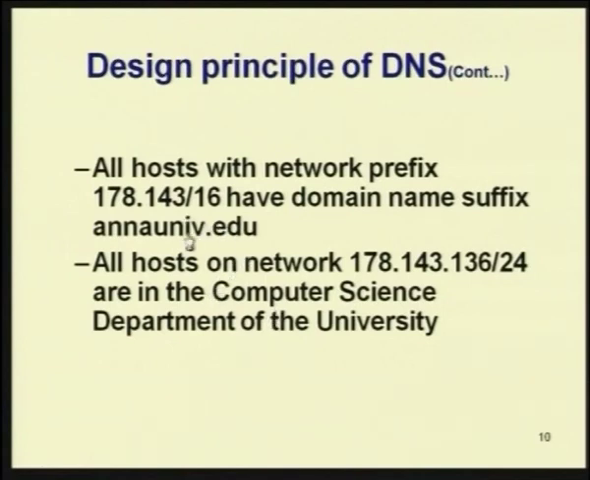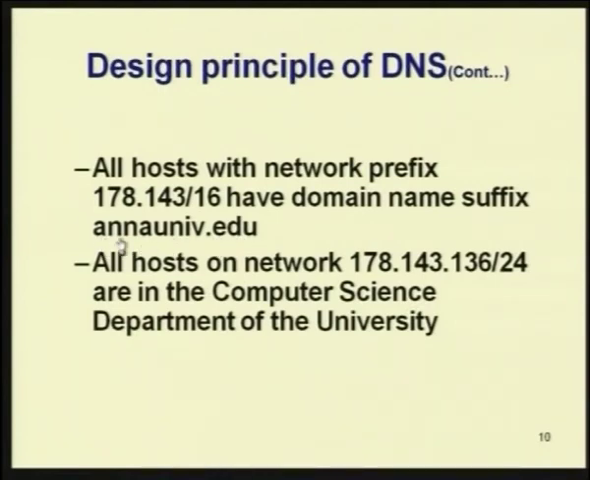So, you can see that we are having different namespaces, or this is what we mean by a hierarchical namespace. We have edu at one level, within edu you have annauniv.edu, and within annauniv.edu I could have cs.annauniv.edu, ece.annauniv.edu and so on. And if you look at the mapping or the correspondence between the IP addresses and the domain names, we see that 178.143 refers to all the nodes which are there under annauniv. In this I have a subnet which is .136, indicated by .136/24, and this would correspond to cs.annauniv.edu.